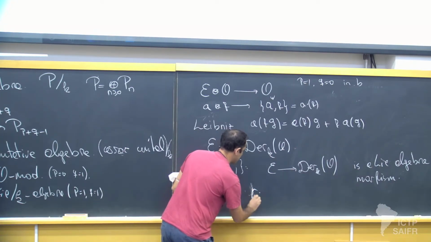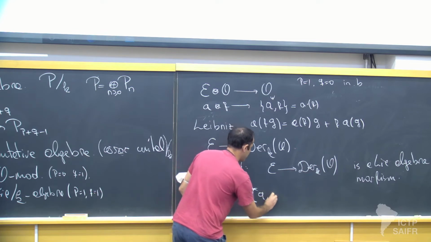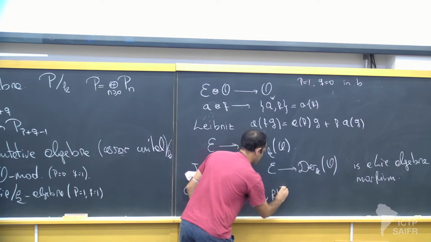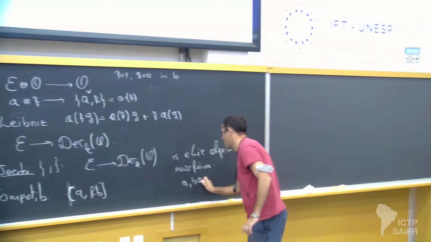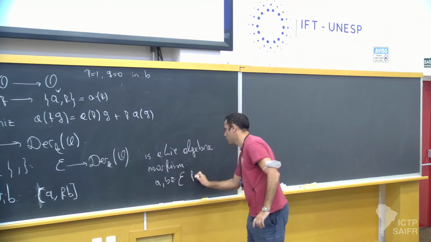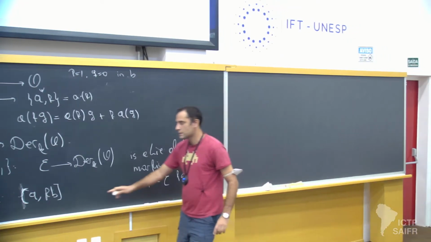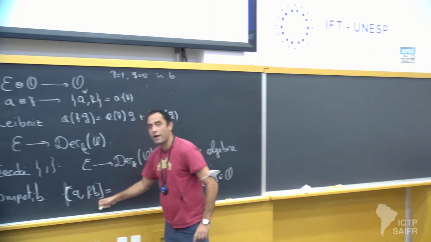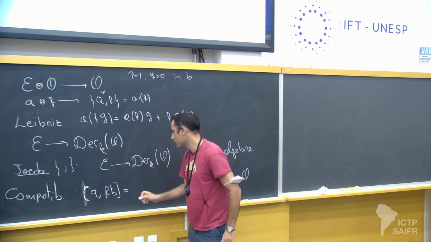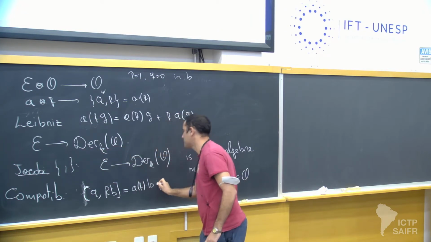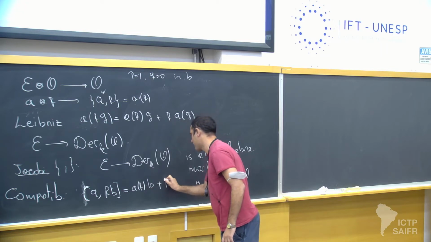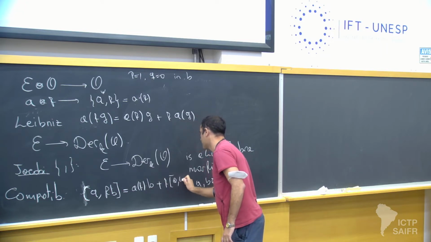The Lie bracket of A with FB. Here, A and B are in E, and F is in O. This bracket in E is not O-linear. It is A acting on F times B plus F times the bracket of A and B.